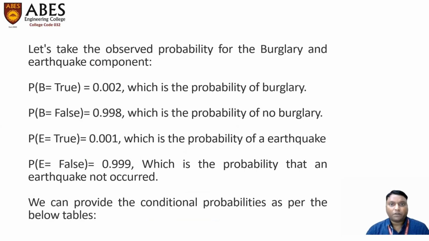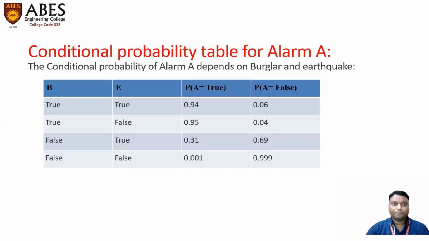Now let's take the observed probability for the burglary and earthquake component. These are the given values. We don't have to compute this. These values are based on the observations. Probability of burglary to be true is equal to 0.002, which is the probability of burglary, and probability of burglary to be false is 0.998, which is the probability of no burglary. In the same way, we can see the observed value related to earthquake, whether earthquake happened or not, is given in the form of probability.